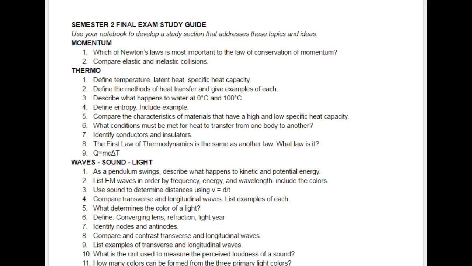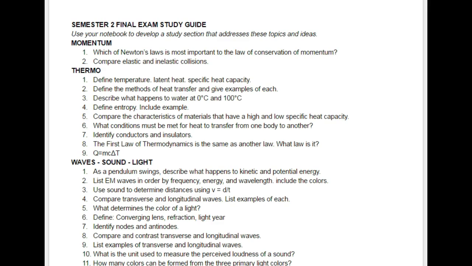Compare transverse and longitudinal waves. I would suggest building a table. Remember, it's all related to the movement of the medium and the direction of the energy transfer. In a transverse wave, the movement of the medium is perpendicular to the direction of energy, and in a longitudinal wave, the movement of the medium is parallel to the movement of the energy.